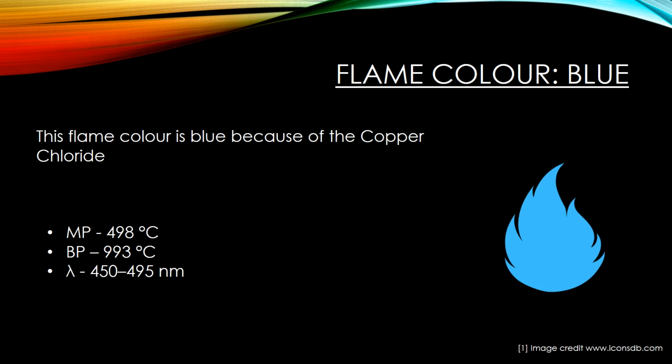A blue light is produced by burning copper chloride. Copper chloride is the main species that will cause this blue flame. Copper chloride has a melting point of 498 degrees and a boiling point of 993 degrees. For a blue flame, it will have a wavelength of 450 to 495 nanometers. This is towards the higher end of the visible spectrum.